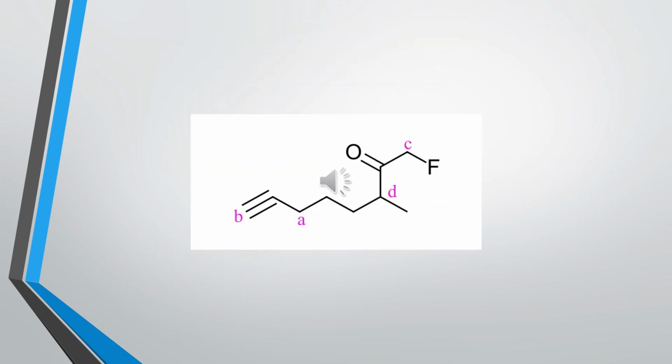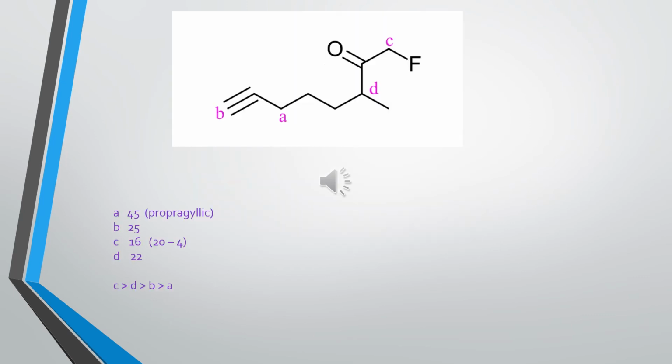Try this one. Here's the answer. CDBA. C is alpha to a carbonyl and inductively stabilized by the fluorine. D is simply alpha to a carbonyl. B is the terminal alkyne, right? And remember, alpha to a ketone carbonyl is around 20, 21, 22. Terminal alkynes around 25. And then finally we have A.